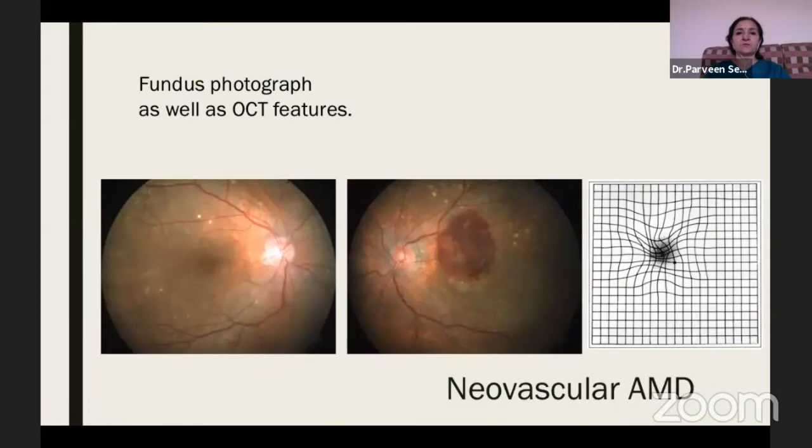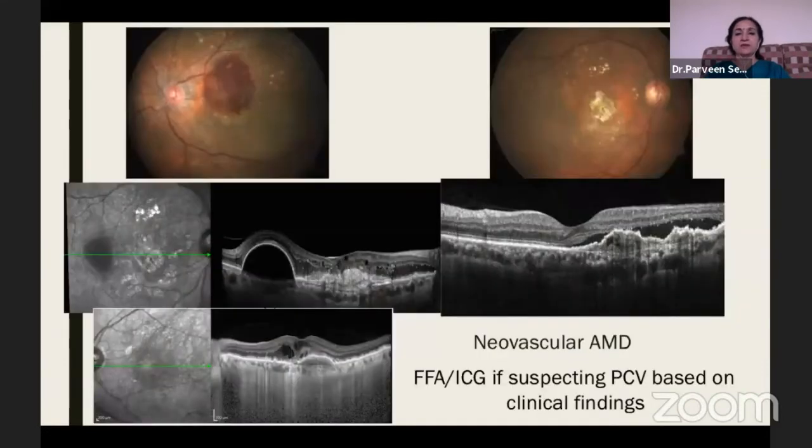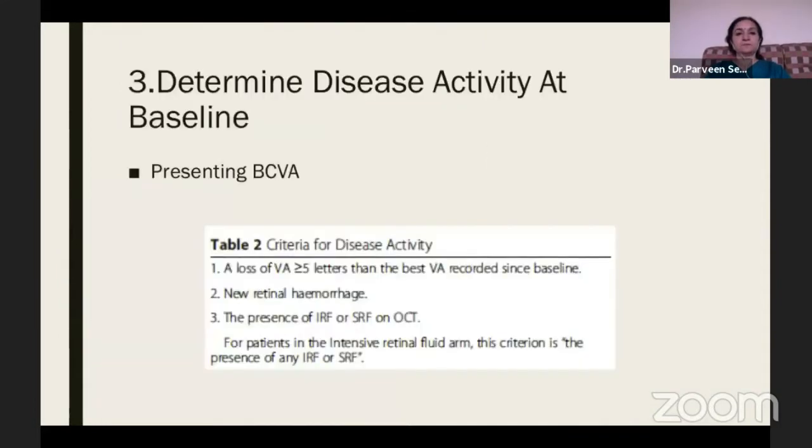For my patients, what works well for me is a fundus examination, a fundus photograph at baseline, and of course, OCT. OCT is necessary at baseline, and these are the few typical features of AMD which will be seen on OCT. You could have fluid in the subretinal space, or you could have serous PEDs, or you could have fibrovascular PED, as was explained by my previous two speakers as well. All these are features of neovascular AMD.